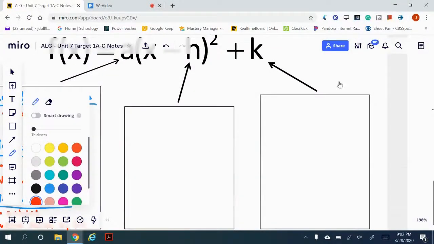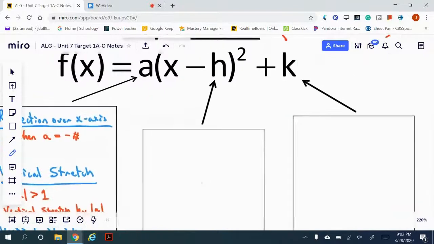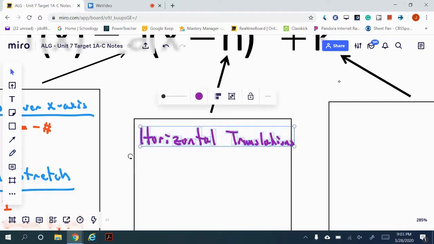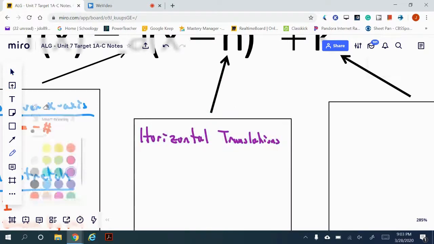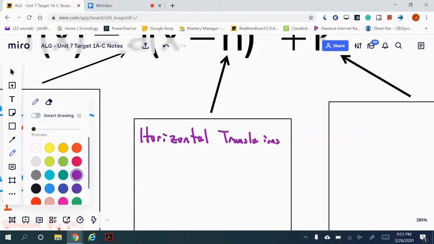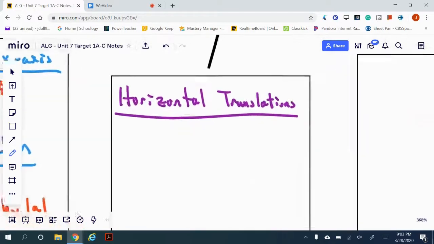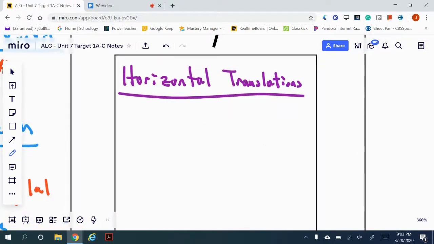Now, H and K are really important. They do a little less, but together they're really important. We'll talk about that. So what H controls is horizontal translations. And this is the advantage of doing this on a computer, right? You can just kind of shrink it up when you run out of room there. So horizontal translations, guys. A translation really just means a shift. All right, translate, shift, that's the same thing.